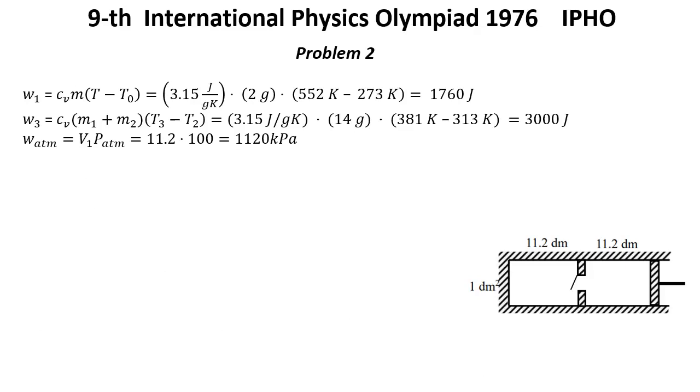Now we have to subtract the total work done by atmospheric pressure, which is 11.2 multiplied by 100 kilopascal. That will be 1120 joule. And after all, we can count what is the total work. That will be 1760 plus 1300 minus 1120, which is 3640 joules. That was the solution for problem number 2.